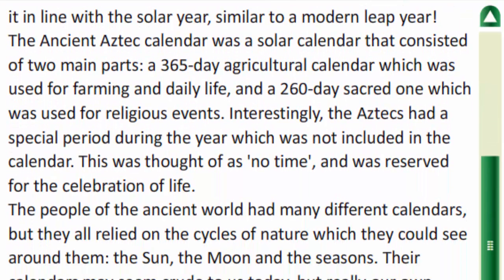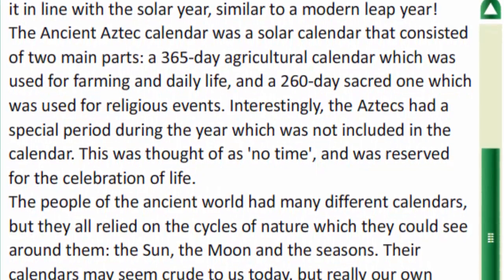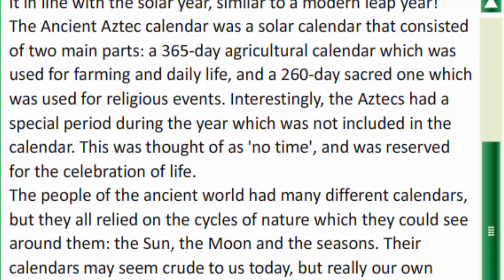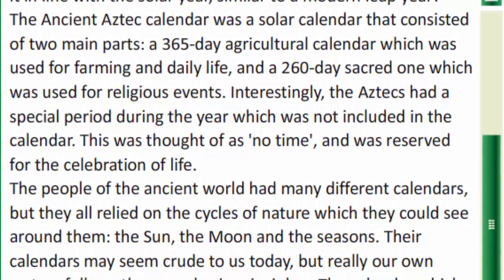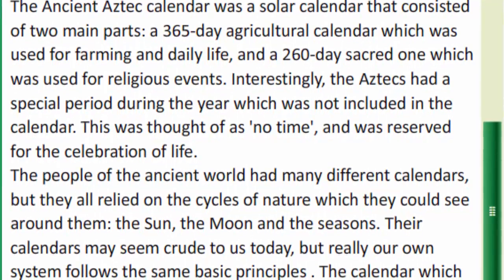The ancient Aztec calendar was a solar calendar that consisted of 2 main parts: a 365-day agricultural calendar, which was used for farming and daily life, and a 260-day sacred one, which was used for religious events. Interestingly, the Aztecs had a special period during the year, which was not included in the calendar. This was thought of as no time and was reserved for the celebration of life.